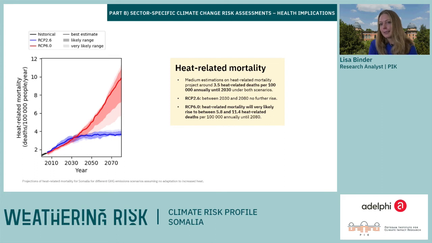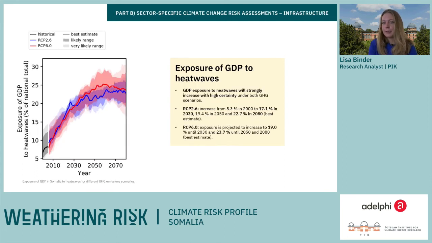And if we look at the best estimate, this one projects 10 deaths per 100,000 people per year until this time, and this would actually translate into an increase by a factor of almost 8 if we compare it to the year 2000 levels. Here you can see the exposure of GDP to heat waves across Somalia.